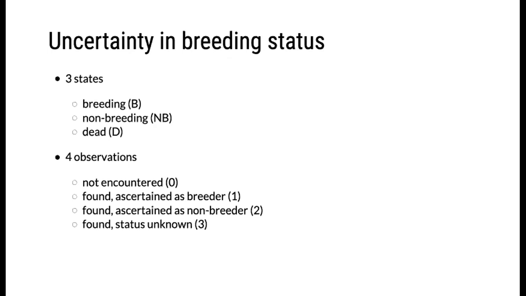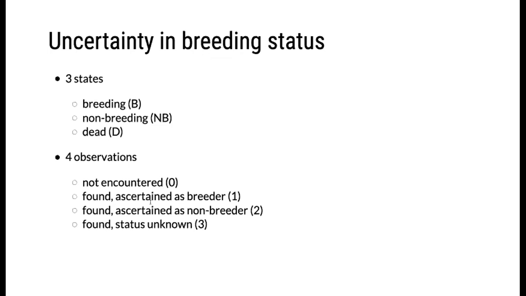With regard to observation, a bird may not be encountered, so it's a zero. It may also be encountered, but in contrast with what we saw this morning with multi-state capture-recapture data, we don't know its state for sure. So it may be found and ascertained as a breeder. It's going to be coded one. So these are the data, what you collect in the field.